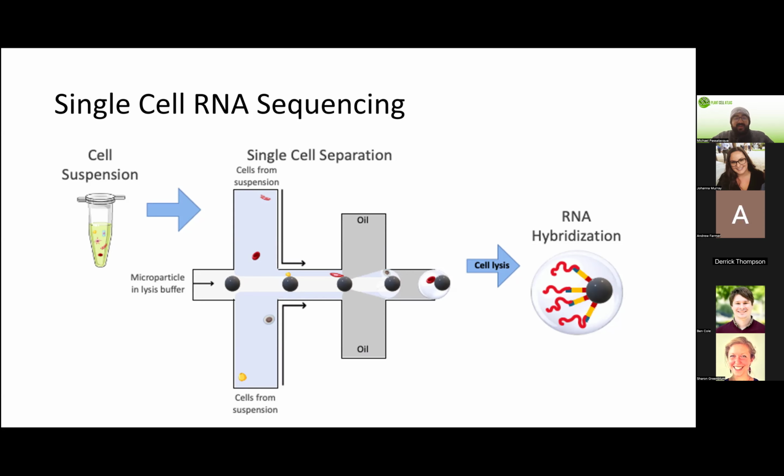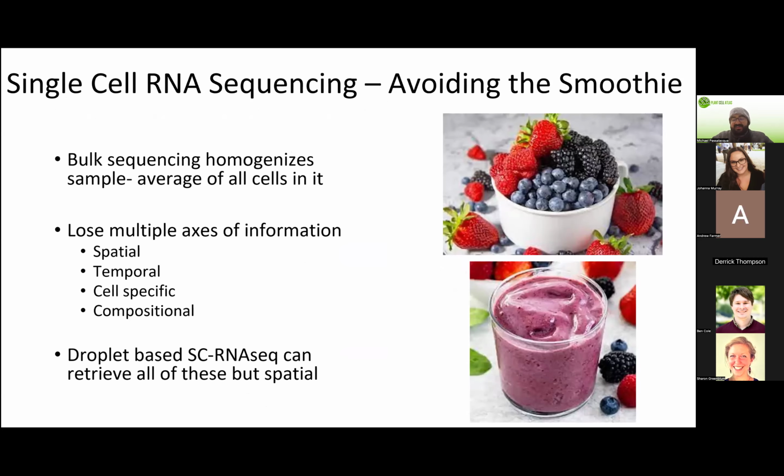So what do we do with this kind of data? And why do we do this? Because it seems like quite a bit of work versus just taking a bulk sample of cells. So bulk sequencing homogenizes the sample. It takes really the average of all the cells in it. So when you do this, you lose a lot of axes of information. You lose spatial information, so from the top of the sample or the bottom of the sample. You lose temporal information. So you don't know what age each individual cell is or how long the cell's been around. You lose cell-specific information.